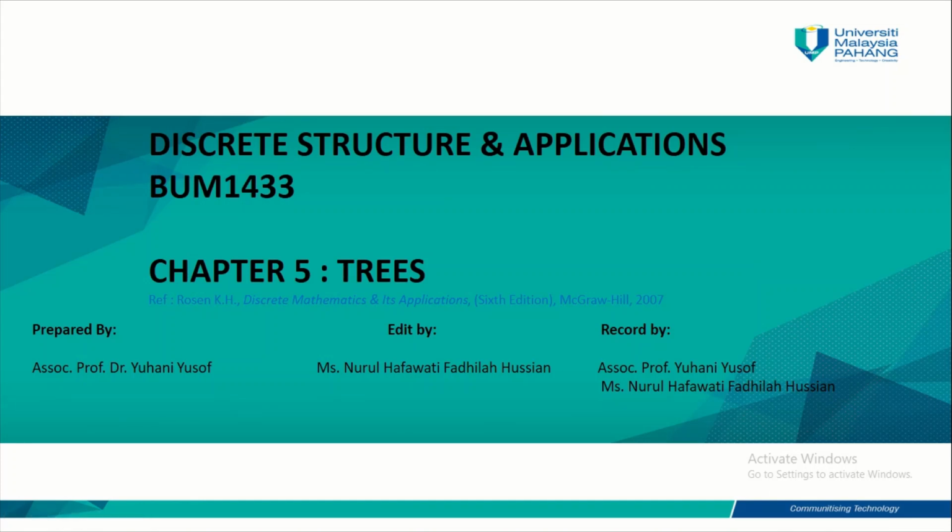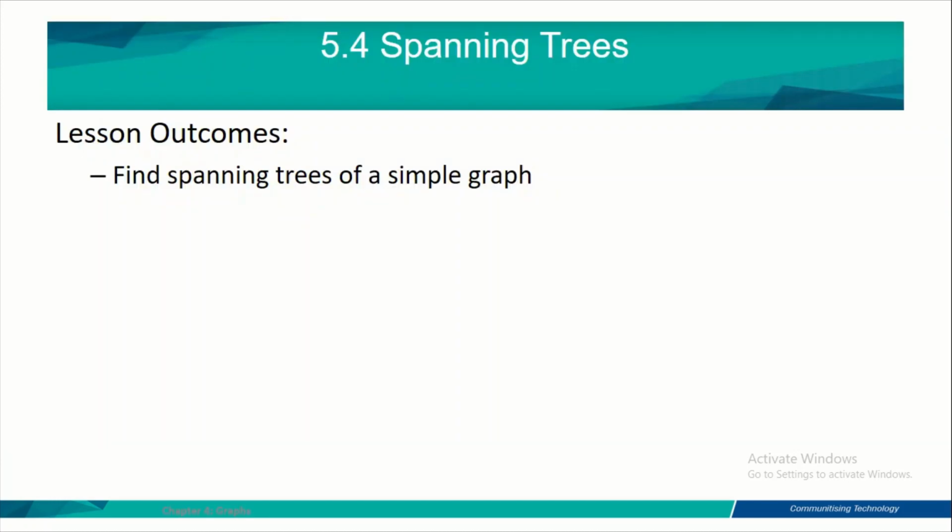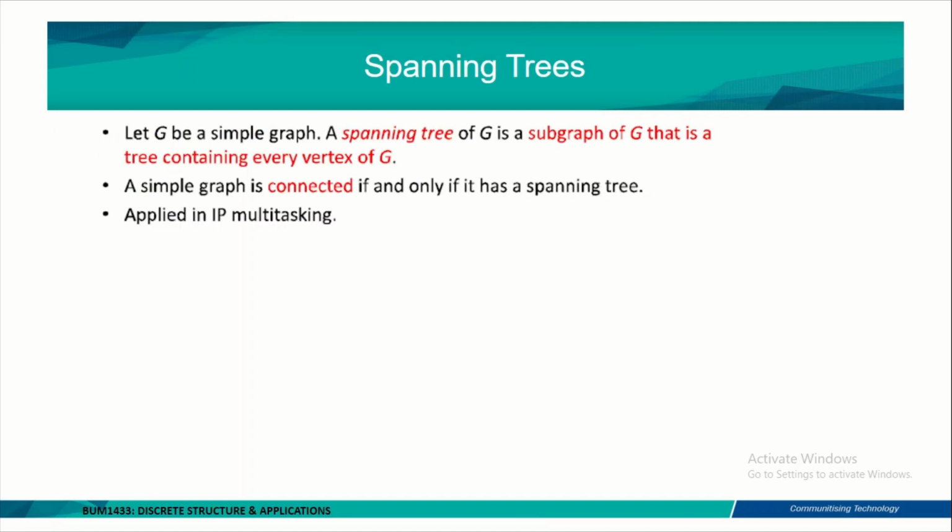Today we will continue our chapter 5, which is 5.4 spanning tree. At the end of the class, you should be able to find the spanning tree of a simple graph. A spanning tree of G is a subgraph of G that is a tree containing every vertex of G. Let G be a simple graph. A simple graph is connected if and only if it has a spanning tree.